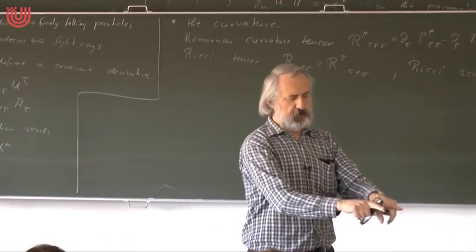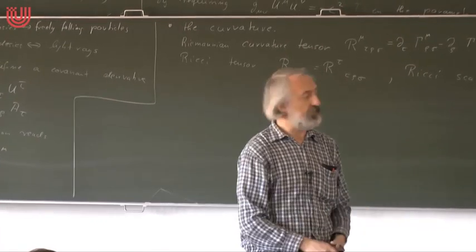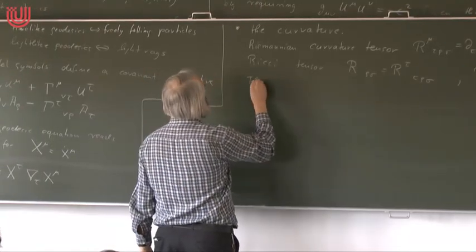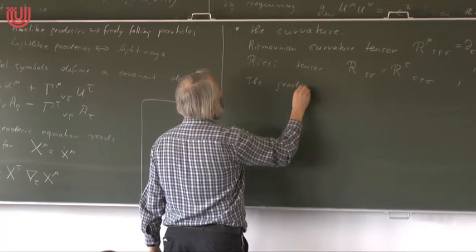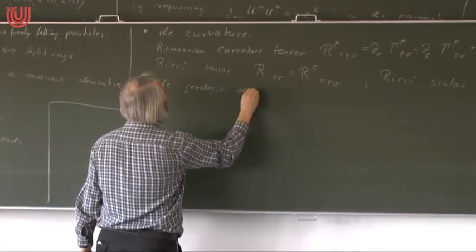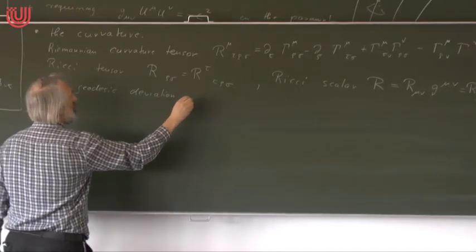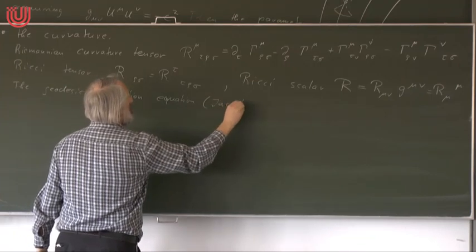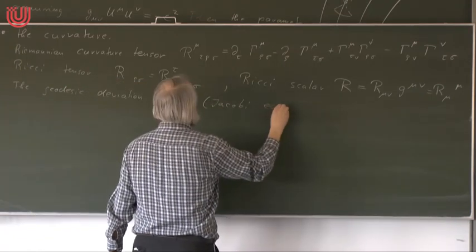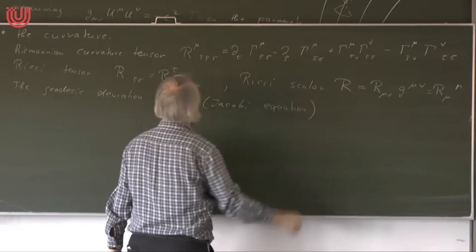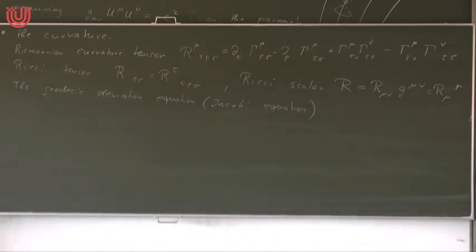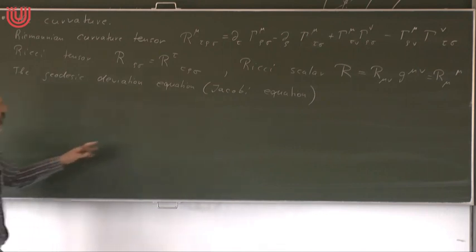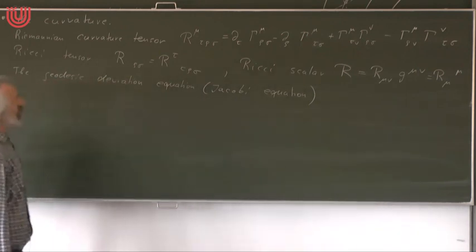And the curvature tensor tells how they move relative to each other. And the equation which describes this is the geodesic deviation equation. It's also called the Jacobi equation. Actually, Jacobi didn't know it in this generality as we use it nowadays. Jacobi was a man of the early 19th century, so he considered it just on surfaces, on two-dimensional manifolds. So it was much more special than what we are doing now.